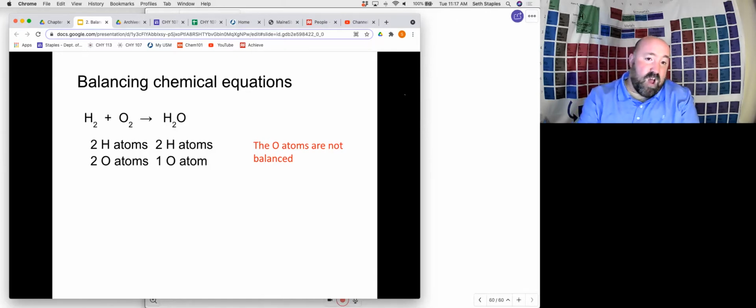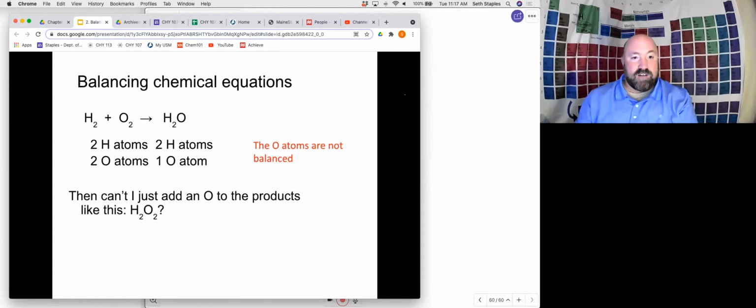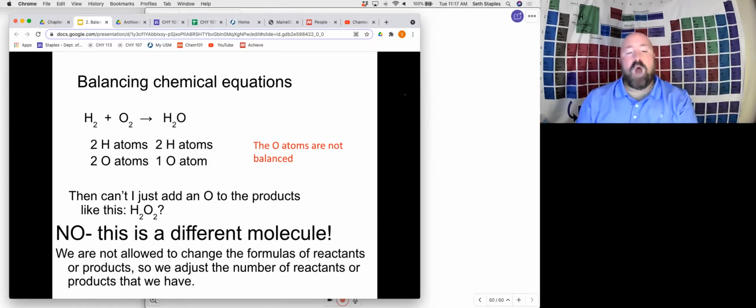And so a logical question, something a lot of people wonder about at this point is, well, can't I just add a 2 to the products? Can I just do this, H2O2? Makes sense, right? Now I've got 2 of each. It looks like I have the same number. The law of conservation of mass is happy. There we go. No, no, no, no. That's a totally different molecule. H2O2 is not water. So you cannot just arbitrarily change the chemical formula, because by changing that chemical formula, you've changed what it is, and we cannot do that.